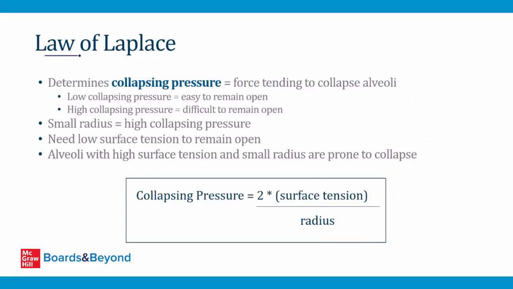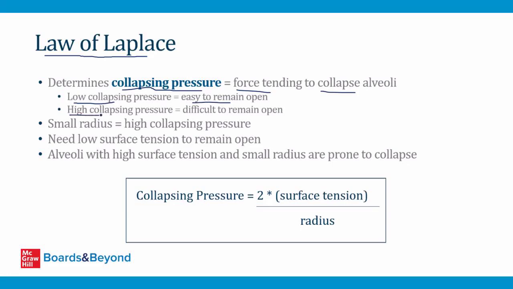The law of Laplace helps us relate surface tension to the likelihood that the alveoli will collapse. So the law of Laplace can be used to determine the collapsing pressure for the alveoli. This is the force tending to collapse the alveoli and cause atelectasis. So a low collapsing pressure is a good thing. It means there's not many forces trying to collapse the alveoli and it's easy for them to remain open.